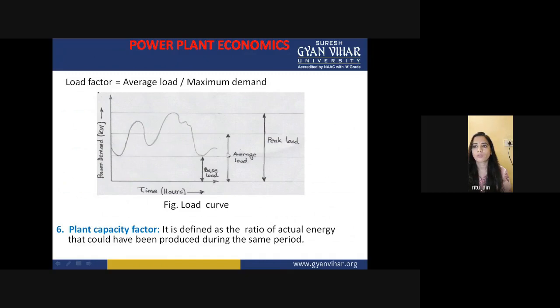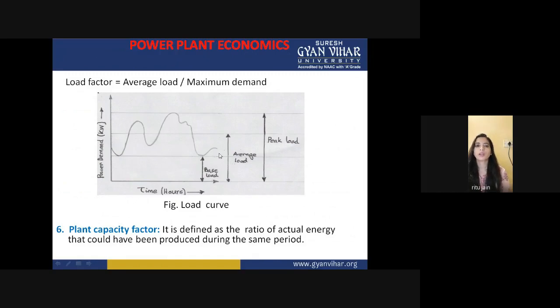That is your average load, and this is your base load. Base load means the line is constant. So this is your minimum load, which you require all the time. Okay. So this is your base load, and this is your load curve.